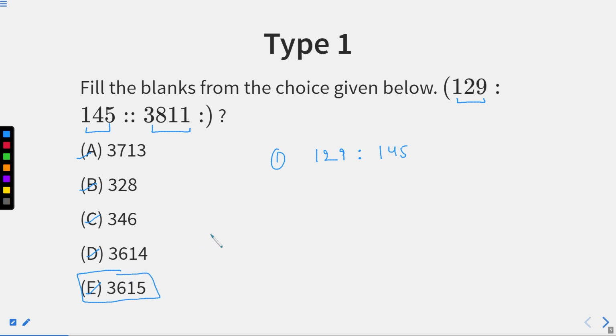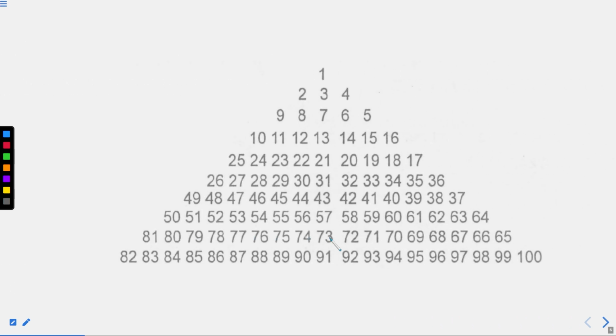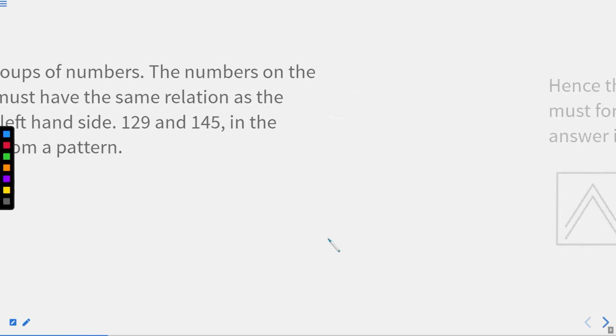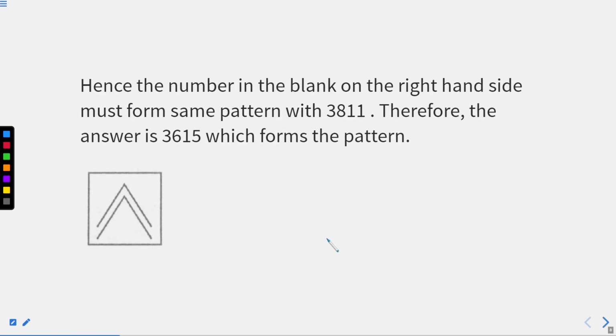I hope you don't find any problem while answering the first question of this chapter. The use of the pyramid is very clear to everyone now, right? I hope this part is also clear. Hence, the number in the blank on the right hand side must have the same pattern with 3811. Therefore, the answer will be 3615, and we know that we are following this pattern.